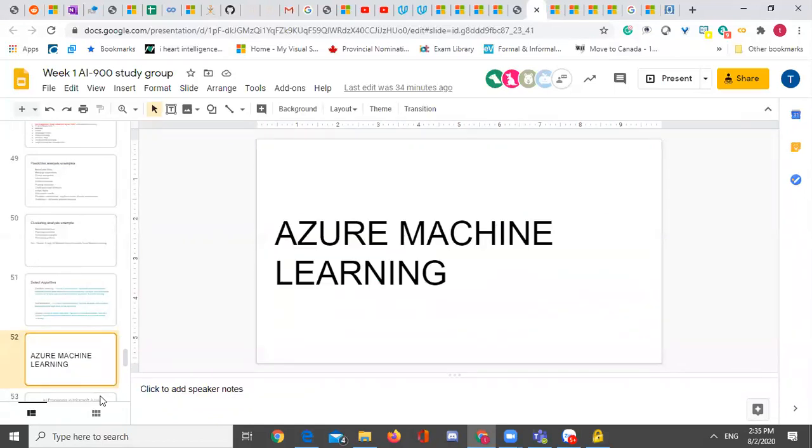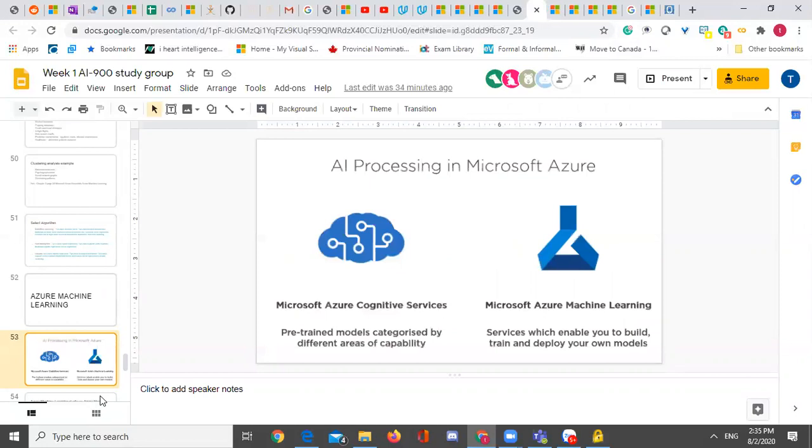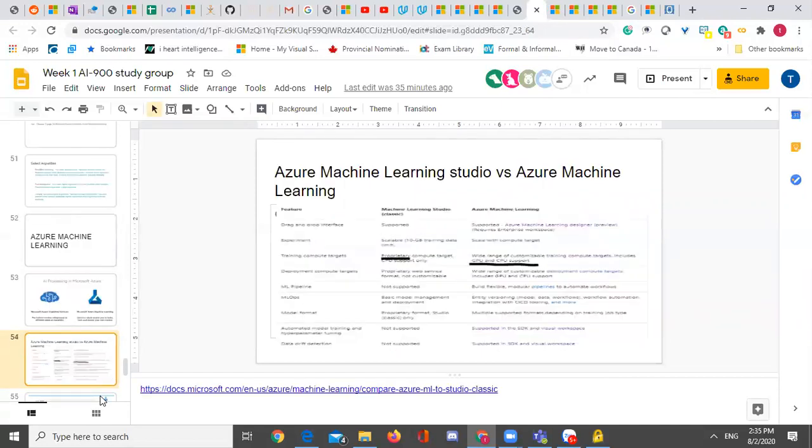So, all right, let's move on to Azure Machine Learning Service. As you know by now, there are two main core services for AI processing in Microsoft Azure: Microsoft Azure Cognitive Service and Microsoft Azure Machine Learning. Recently, Microsoft rolled out, and I hope it's not too small for you guys, let me open this up.